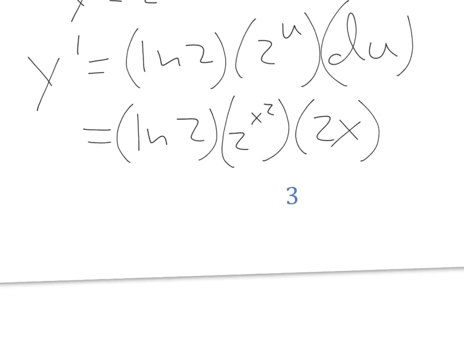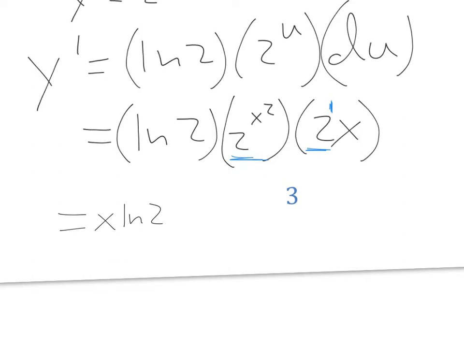Let's think about this. First of all, I have an x and I have an ln 2. I'm going to just take this x, this ln 2, and put it out in front. So this is like x times the ln of 2. I'm still left with this 2 to the x squared and then this 2. And this 2 here is really like 2 to the 1. And so when you're multiplying two things with the same base, you can just add the exponents.